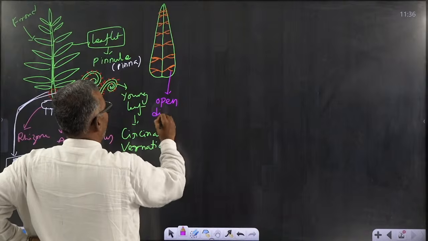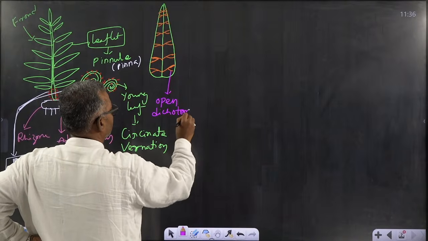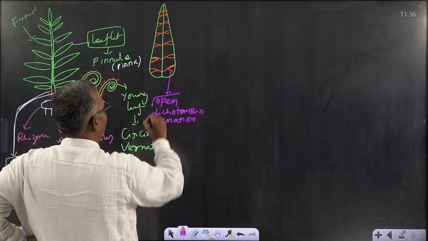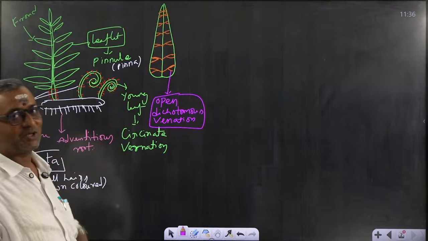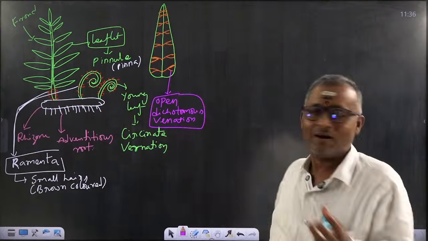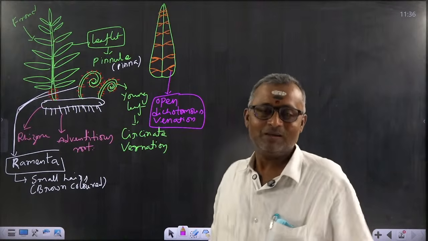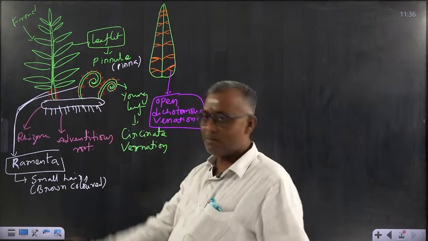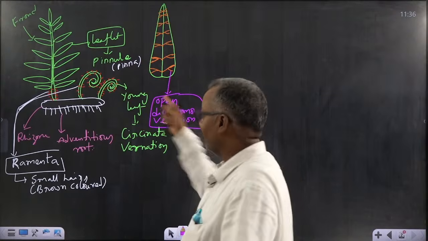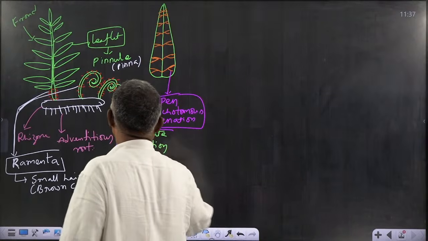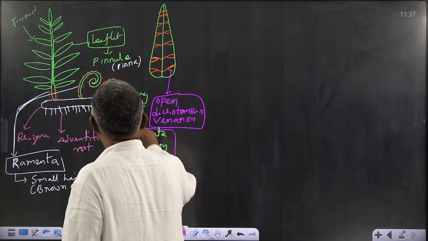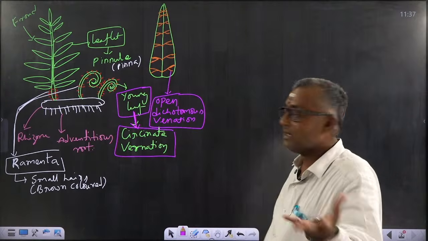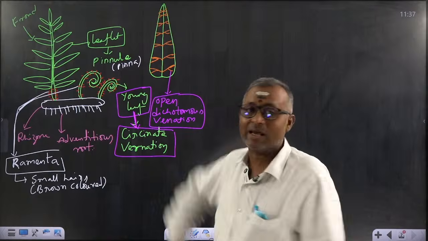Open dichotomous venation. It is not vernation. What is it? Venation, because here you are explaining the arrangement of veins and veinlets, right? You are explaining vein arrangement, so it is venation. Whereas when you talk about folding of the leaf, it is circinate vernation. Both are entirely different. So young leaves show circinate vernation, and a mature leaflet exhibits open dichotomous venation.